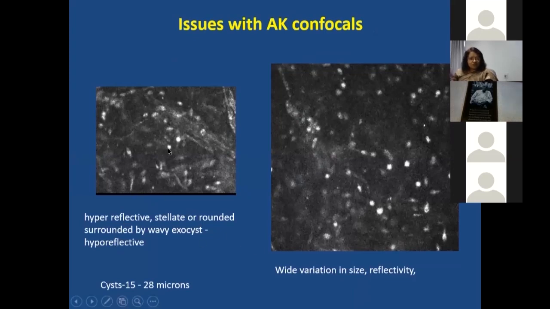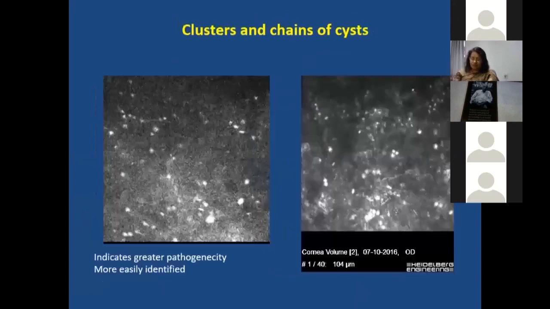Now, when you take a look at the acanthamoeba cyst, it's hyperreflective, it is stellate or rounded, and it is surrounded by a wavy exocyst which is hyperreflective. Unfortunately, there are wide variations in size and reflectivity, and the basic cyst size is around 15 to 28 microns. Now, if you have clusters, as you see here, or you have a linear arrangement, they are more easily identified, and it also indicates greater pathogenicity.